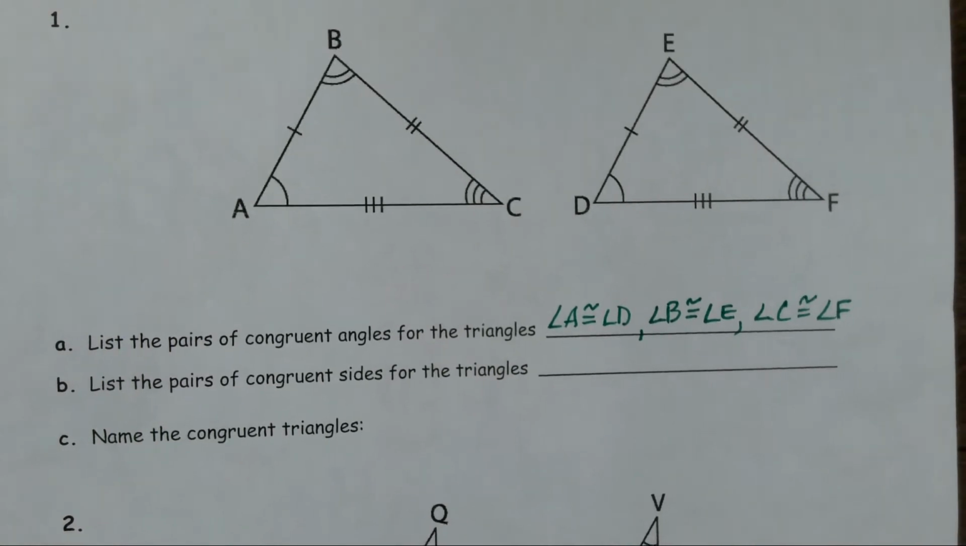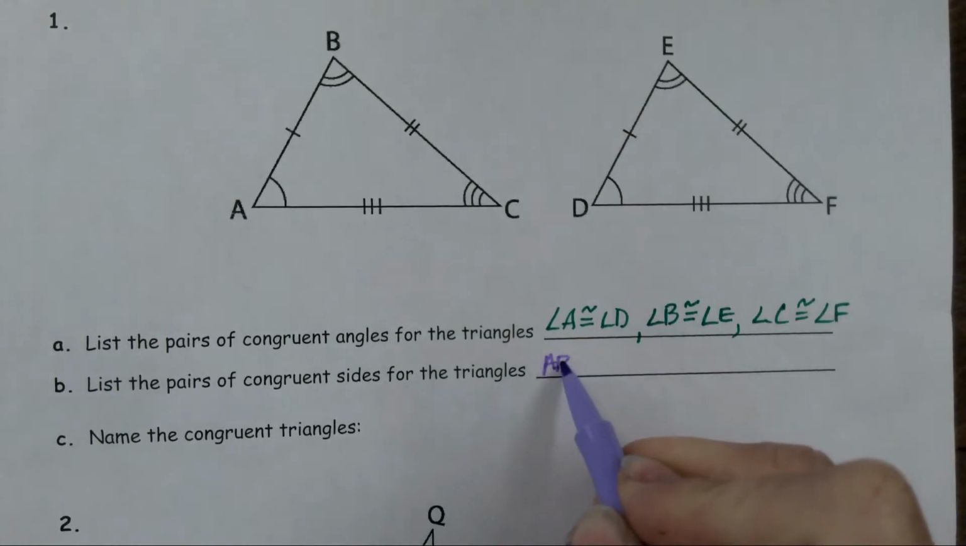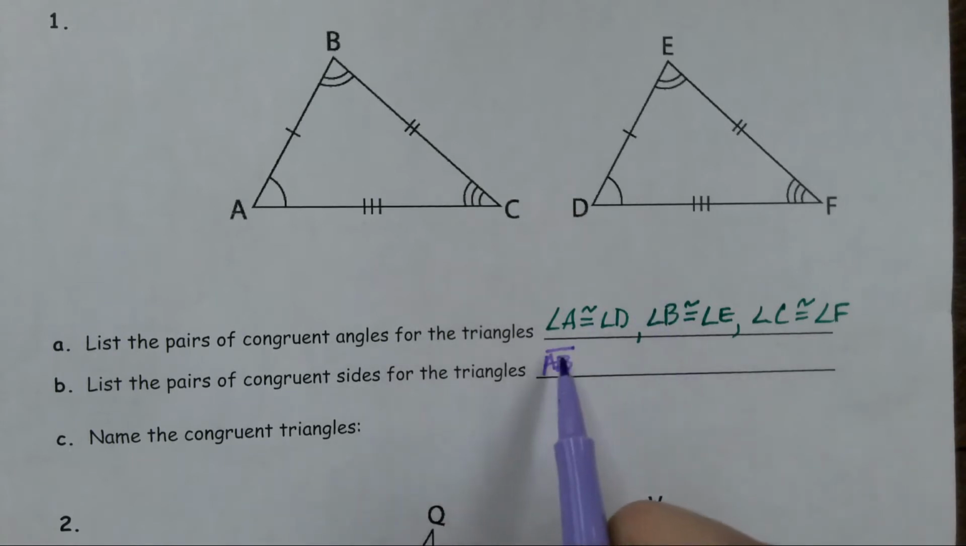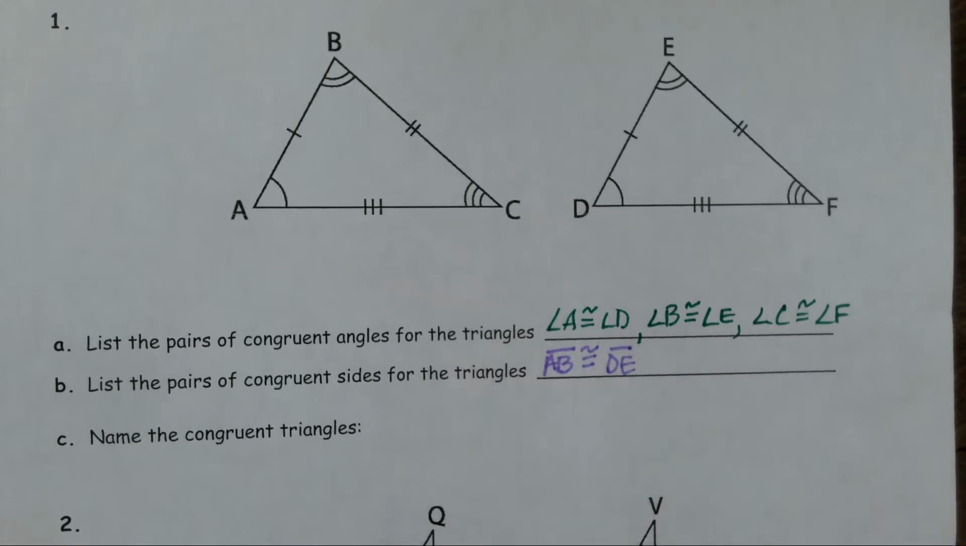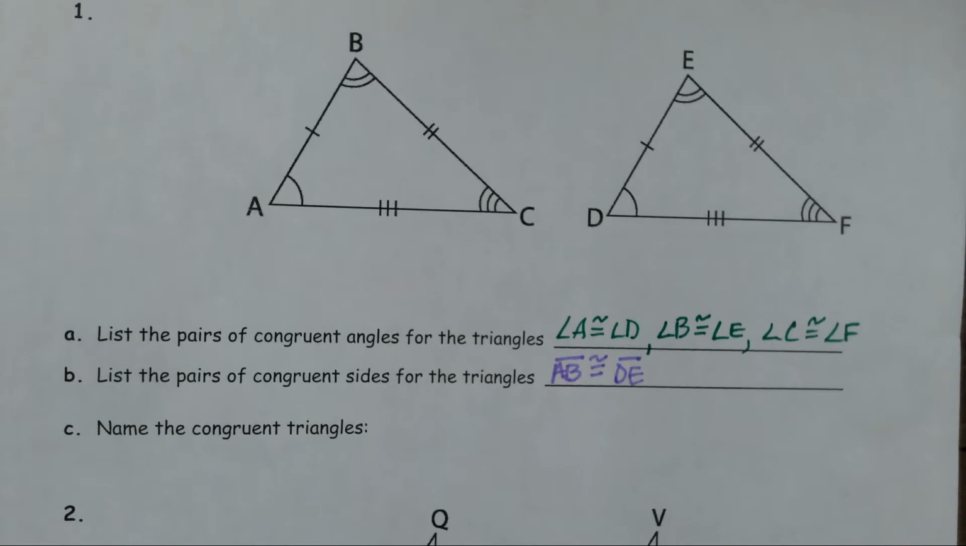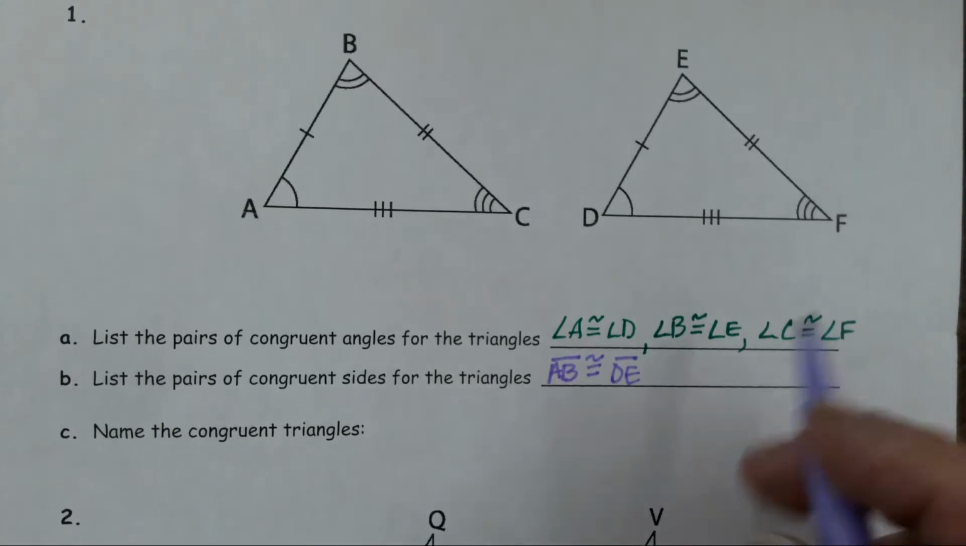And then let's list the pairs of congruent sides. Same way, read the markings. Give me a pair of sides that are congruent. AB, and it's a segment, is congruent to DE. Beautiful. I need another pair. Yep, BC and EF.